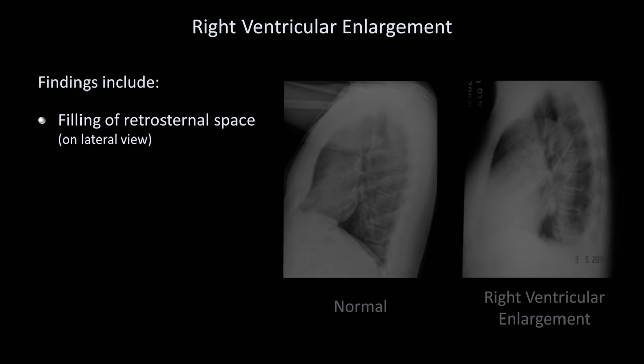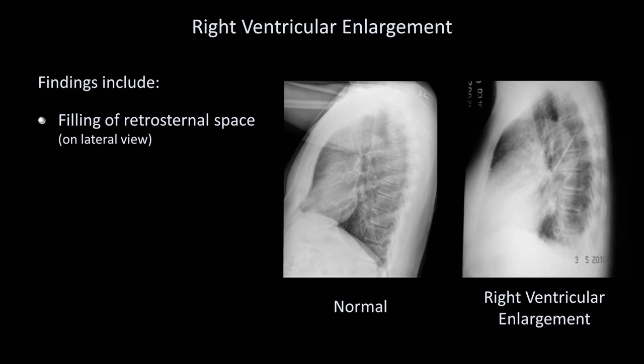The second cardiac chamber, whose enlargement can sometimes be individually spotted on X-ray, is the right ventricle. The main finding of this is filling of the retrosternal space as seen on the lateral view. Consider these two lateral films. I've included a normal one for comparison. And examine the retrosternal space, that is the 1 or 2 centimeters directly behind the sternum in the mid-chest region. In the normal film, this will be relatively lucent.